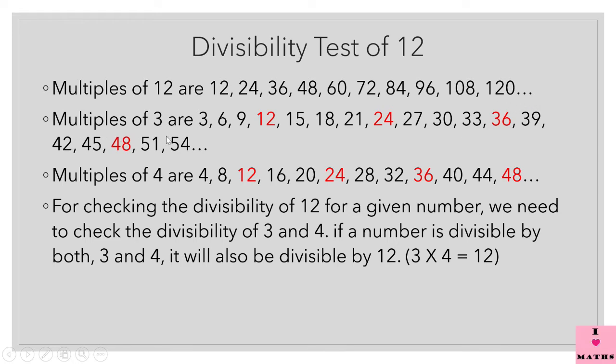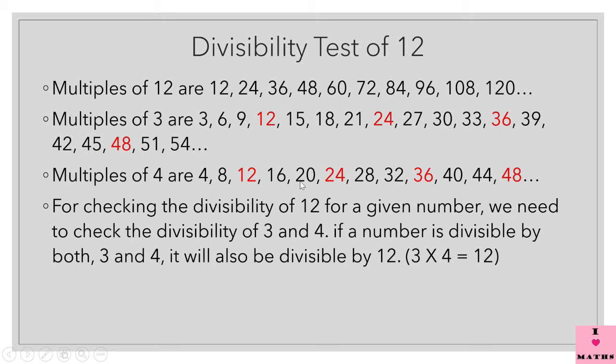Multiples of 3 are 3, 6, 9, 12, 15, 18, 21, 24, 27, 30, 33, 36, 39, 42, 45, 48, 51, 54, and so on. Multiples of 4 are 4, 8, 12, 16, 20, 24, 28, 32, 36, 40, 44, 48, and so on.